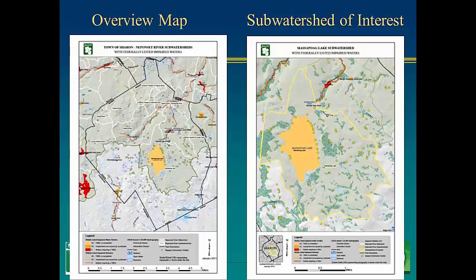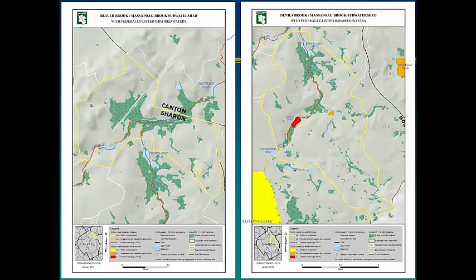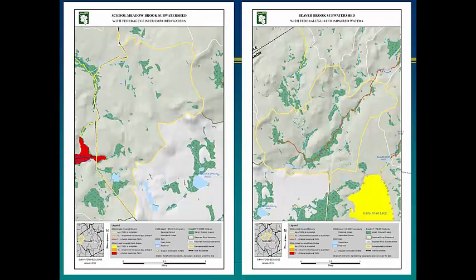The subwatershed of interest map contains the same drainage basin boundaries and impaired water categories as the overview map, but narrows the focus from the overview to a single subwatershed, highlighted here in yellow, for which additional detail maps will be developed. Here are some examples of the subwatershed pages that were created. The left map is the Beaver Brook-Massapog Brook subwatershed, and the right map is the Devil's Brook-Massapog Brook subwatershed. You can identify each of these subbasins in the town overview map.